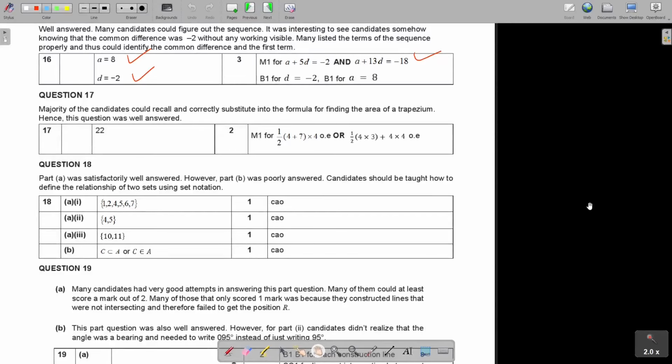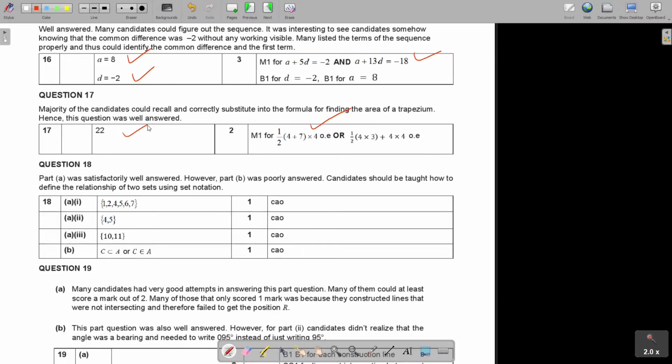So on the exam report, question number 17, the majority of candidates could recall and correctly substitute in the formula for finding the area of a trapezium. Excellent. Hence, this question was well answered. So you will get a mark for just substituting in the formula and for the final answer. Then the next one, part A was satisfactorily answered. However, part B was poorly answered. Candidates should be taught how to define the relationship of two sets using set notation.